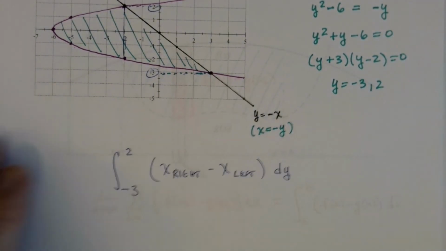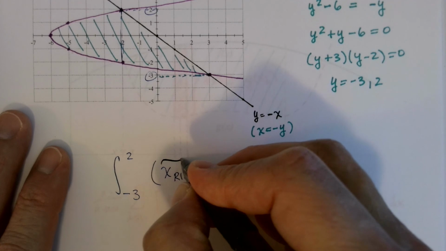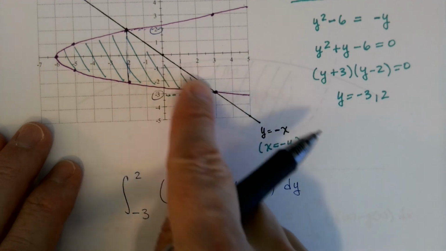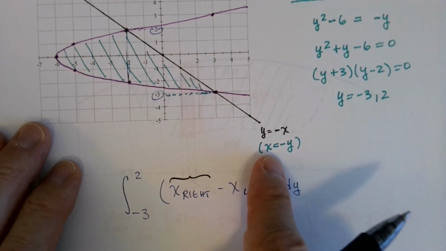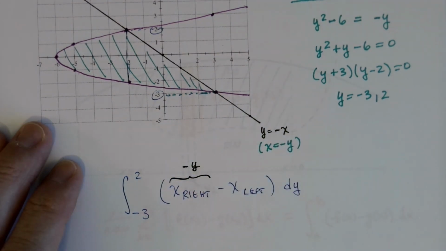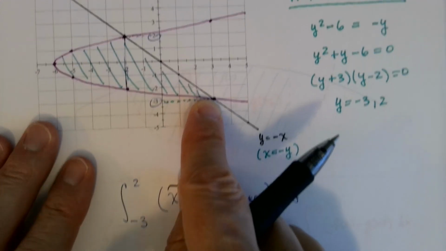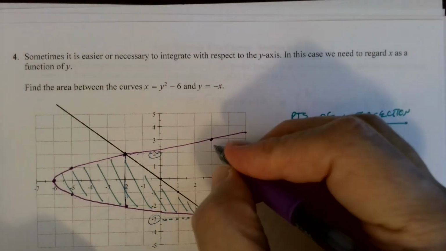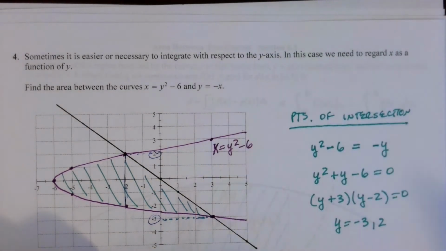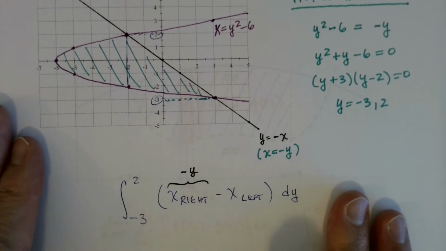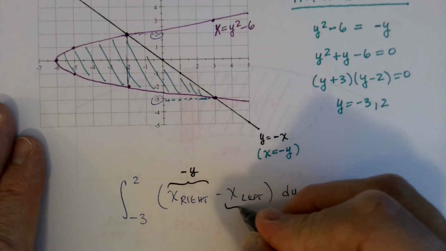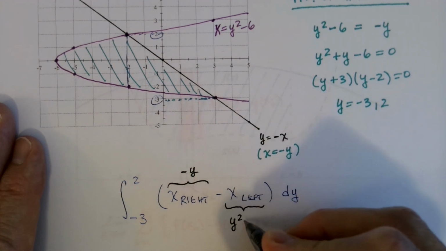And so what do we have for our x right function? What's the rightmost function? The rightmost function is this black one. It's to the right of this region here. And it's y equal negative x, or x equal what? Negative y. So that's negative y. That's our right function. What's our left function? It's this purple function, and that purple function, remember, was the line x equal y squared minus 6. So that's our leftmost function. It's to the left of the region. So this is going to be y squared minus 6.